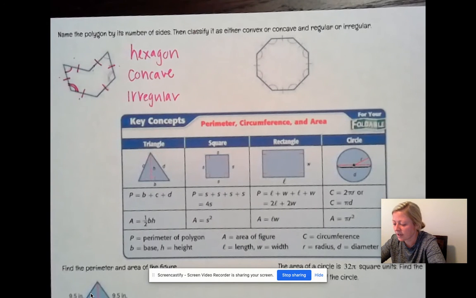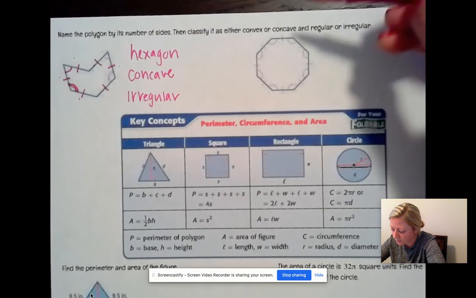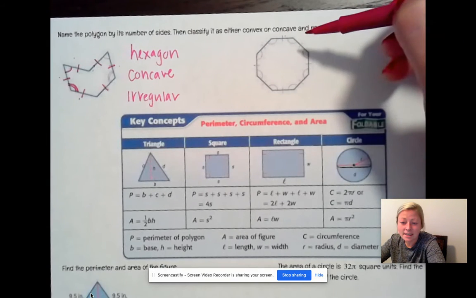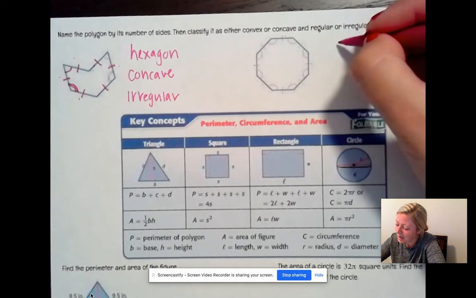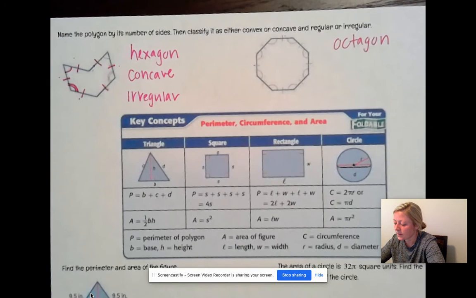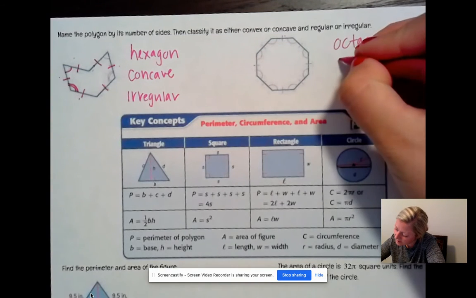All right, let's try the next one. Start with the number of sides so we can name it. If we go around, 1, 2, 3, 4, 5, 6, 7, 8. An 8-sided figure is an octagon. Convex versus concave: is it caving in anywhere? Not that I can see, so it's convex.